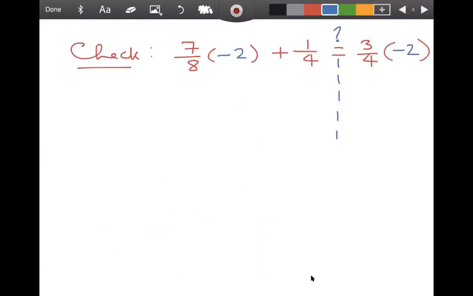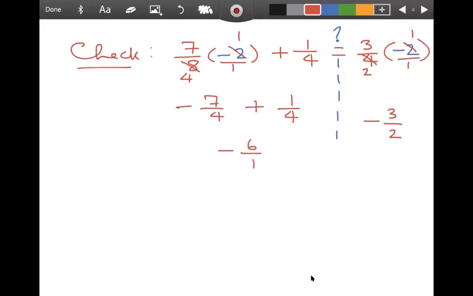So let's start with the right side since it's easier. Put a 1 here. 2 divided by 2 is 1. 4 divided by 2 is 2. So the right side comes out to negative 3 halves. Okay. So that's what we'll hope the left side comes out to. Put a 1 under here. 2 divided by 2 is 1. 8 divided by 2 is 4. So we have negative 7/4 plus 1/4, which is negative 6/4, right? So is this looking like it's going to work out?